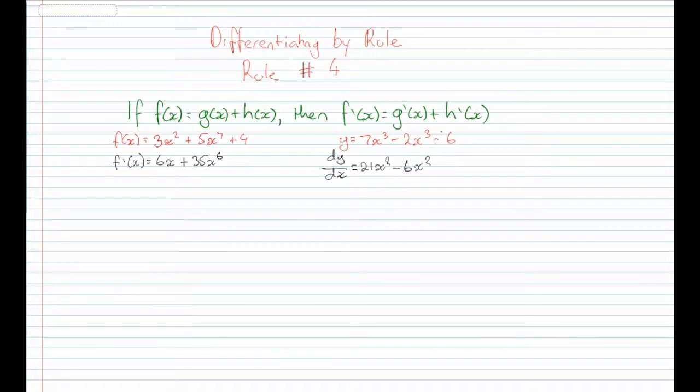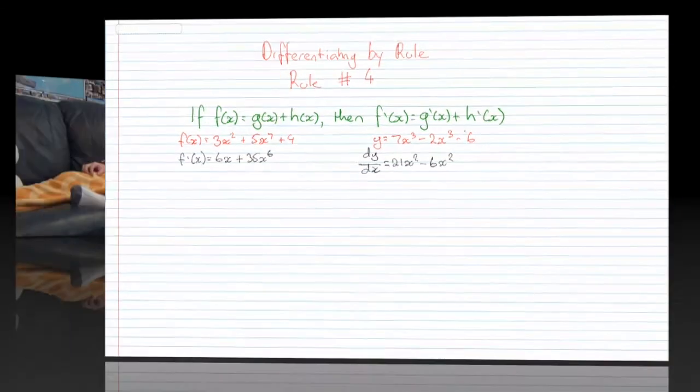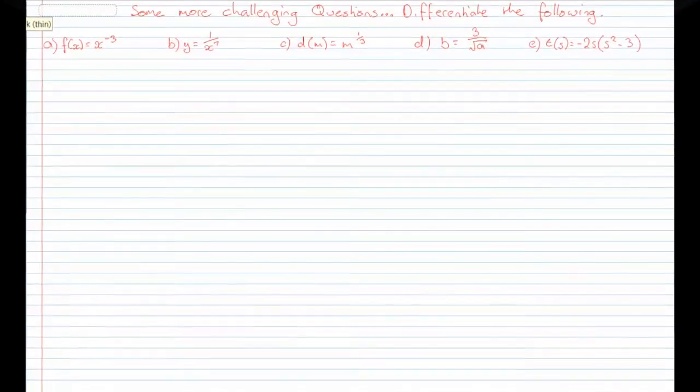Once again, we've got a constant here, so when we differentiate that, we just get 0, don't need to write anything. Alright, so let's put our skills to the test and try some harder questions. Here's some more challenging questions to differentiate. So for example, let's have a look at A.